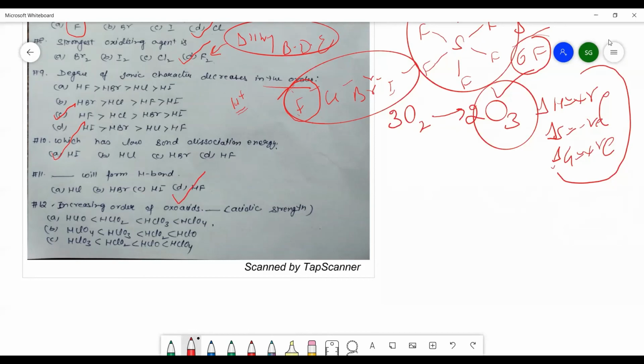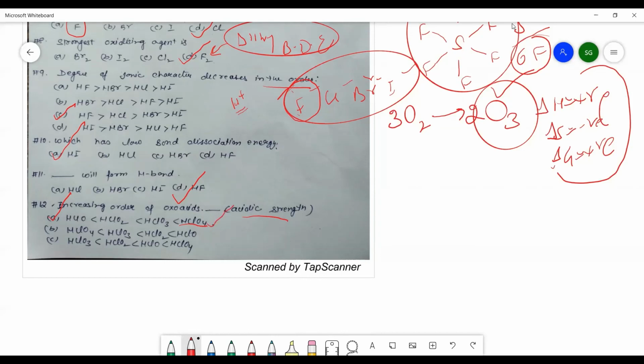Now in question number 12, increasing order of oxo acids regarding the acidic strength. Which one is more acidic in nature? Among these three, this option is right, because in the case of HClO4, the negative charge on oxygen is dispersed among the 4 oxygen atoms and makes it more acidic in nature.